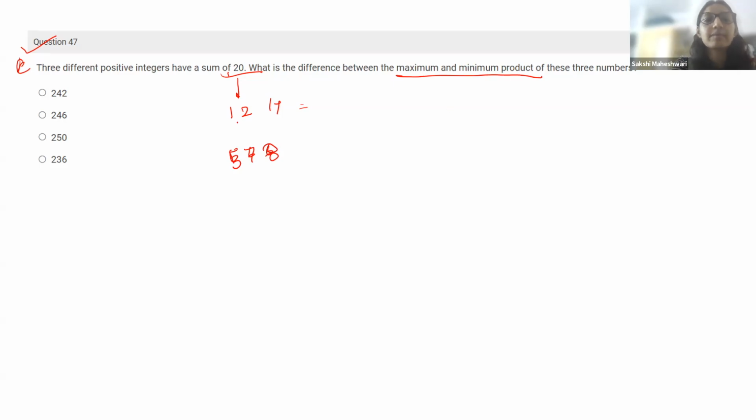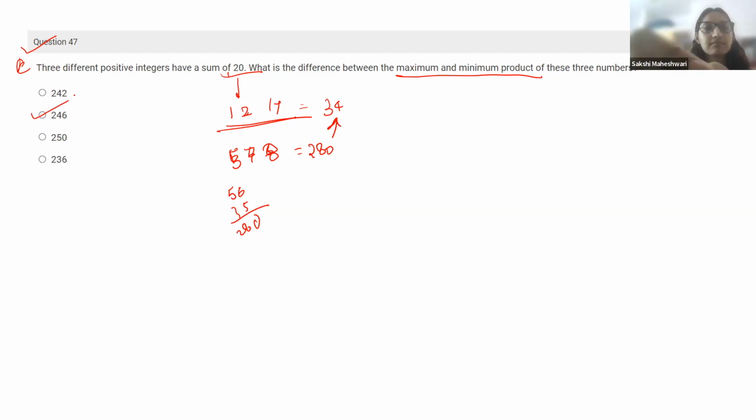Okay, so the minimum product will be this when the numbers are very different. I have taken the minimum numbers, and to complete the sum, I have taken this as 17. So the product will be 34. Here it will be 5 times 7 times 8, which gives you 280. So the difference is 246. Okay, got it?